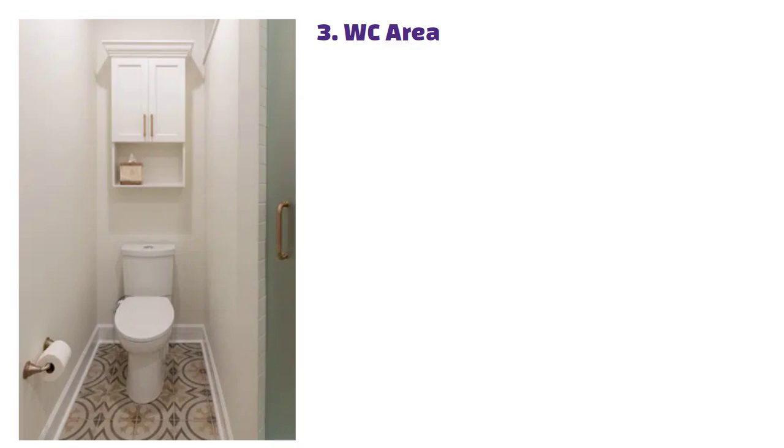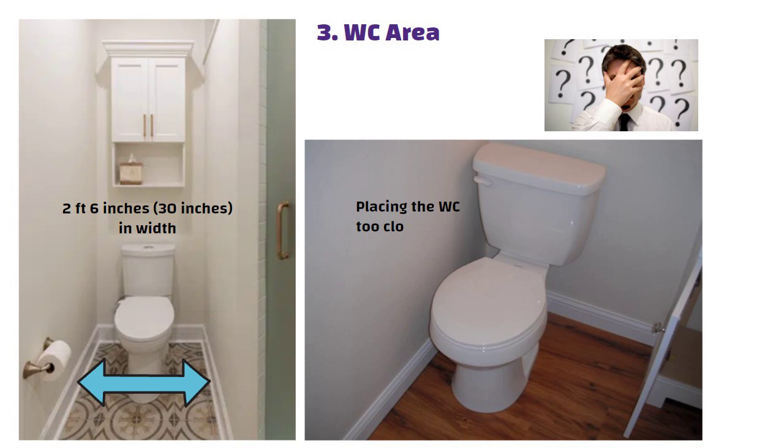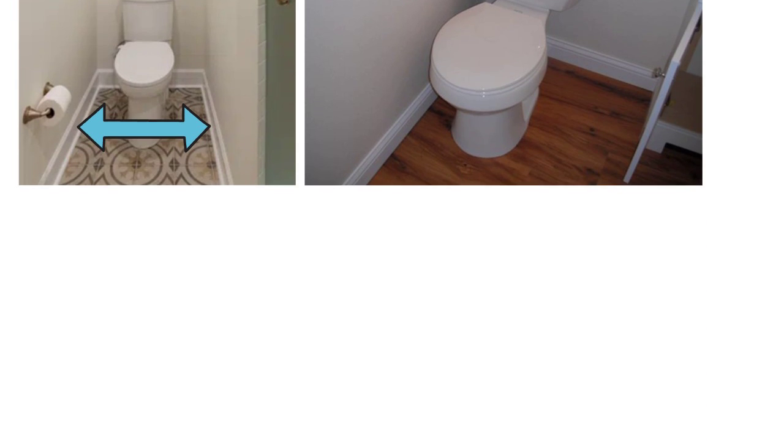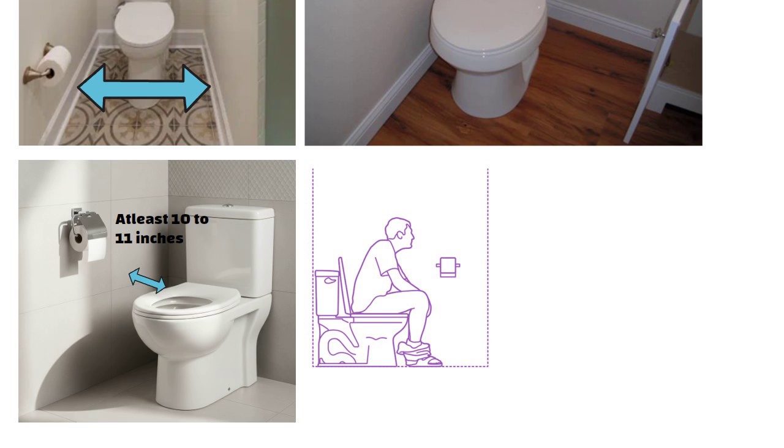WC area. The minimum space required for a WC, that is toilet, is 2 feet 6 inches, that is 30 inches in width. However, here is where many people go wrong, placing the WC too close to a side wall. Always ensure there is at least 10 to 11 inches of space between the edge of the seat and the adjacent wall. This allows enough room for your legs and ensures comfortable seating.